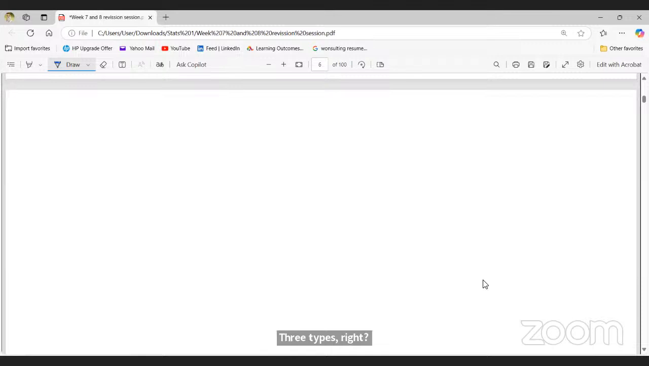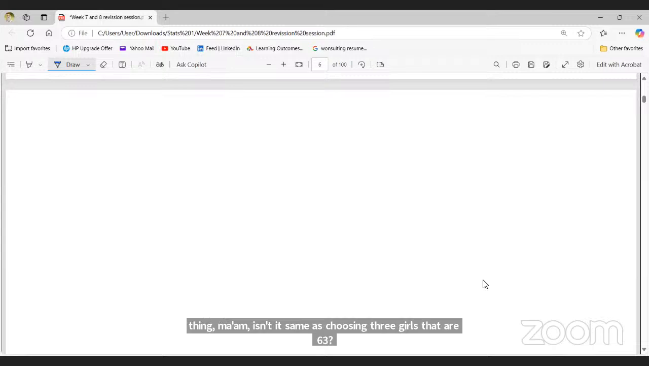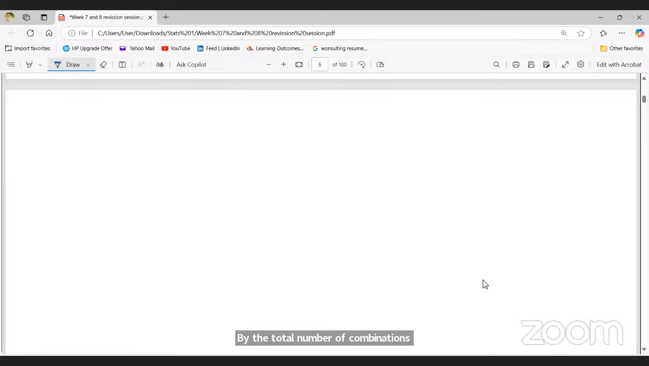For the previous question, ma'am, isn't it the same as choosing three girls? There is 6C3 by the total number of combinations, 14C3. Same, right? Okay. Correct.